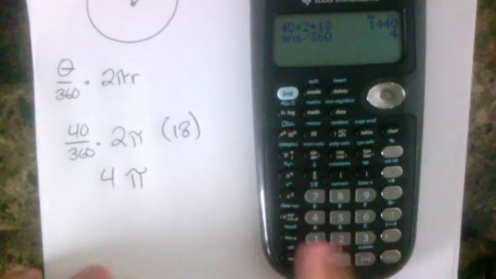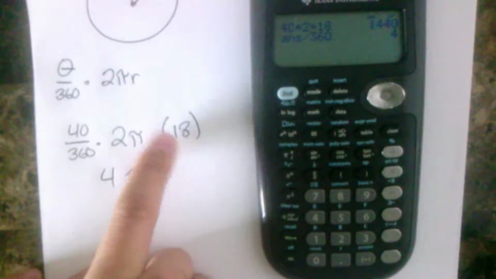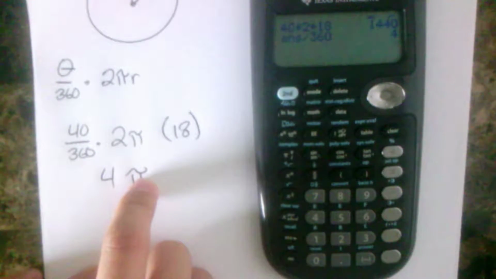Okay, and that was how to do it by calculator. So you just multiply the top of the fraction times the 2 times the r, and you'll get a number, divide by 360 at the end. Tag on pi. Okay? The way to do it by hand is like this.